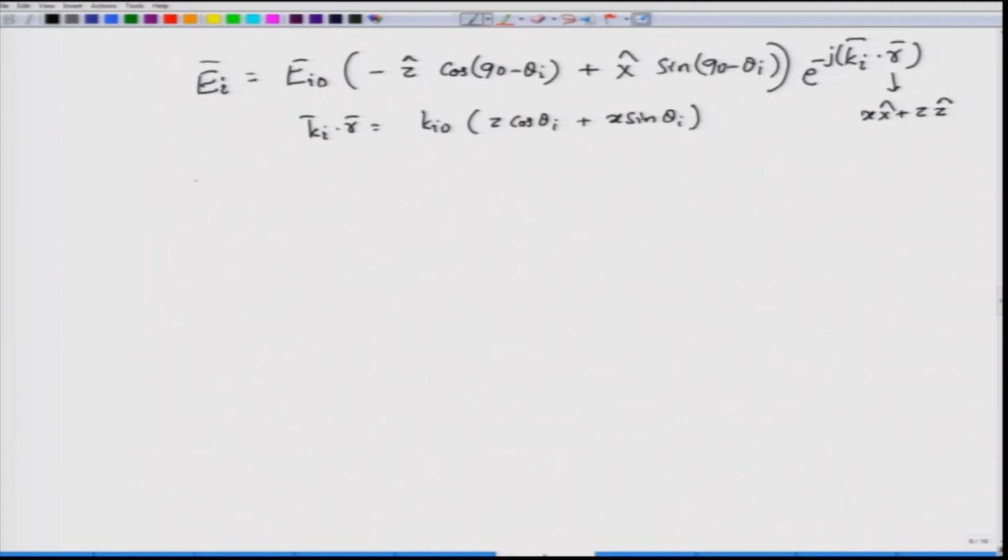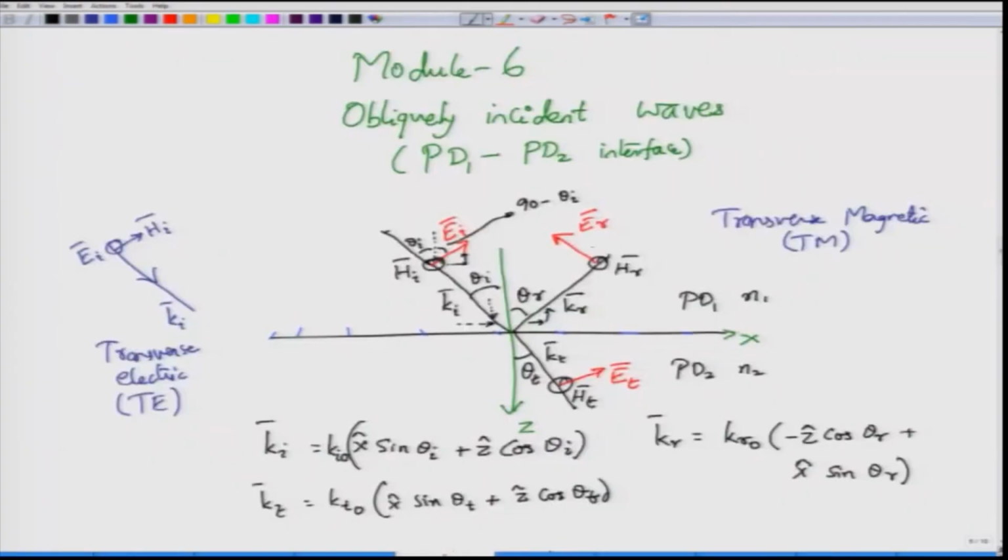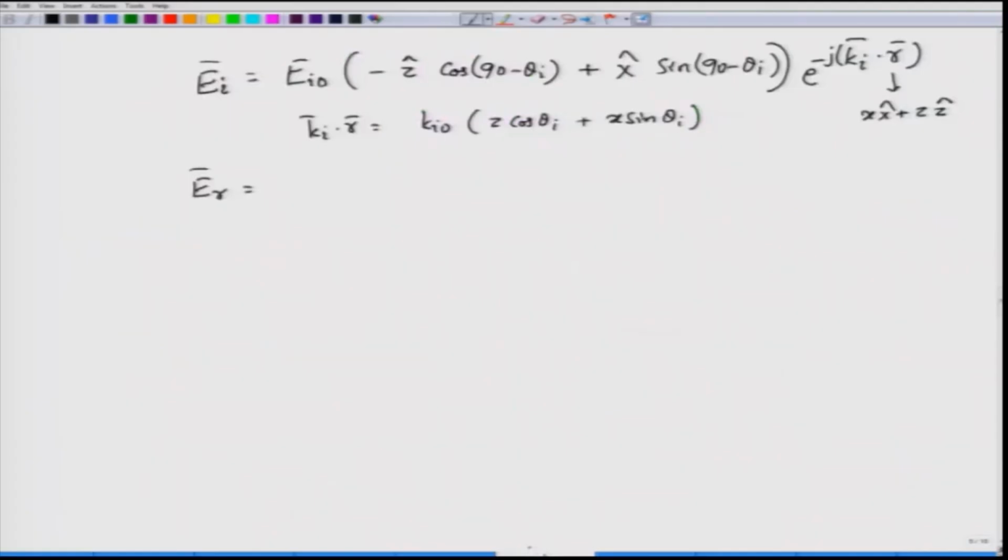Okay. Similarly, you can write down what would be ER, and you can go back to this expression and follow a similar procedure. You will notice that there will be one component along the minus z direction, and the component along x is also minus now. Because you have to decompose this one in such a way that this would be in this way and this would be in this way. So, clearly the x component will be along the minus direction, the z component is also along the minus direction, and you can write down ER as ER0 times minus z hat cos of 90 minus theta r, minus x hat sin of 90 minus theta r.